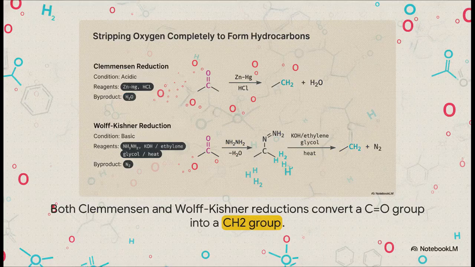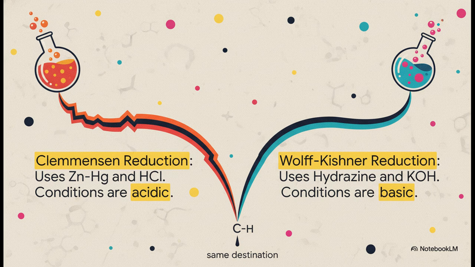But what if we want to do something more extreme, like get rid of that oxygen altogether? Well, for that, we've got a couple of heavy hitters. Both the Clemmensen and the Wolff-Kishner reductions will take that C=O group and just completely erase it, turning it into a CH2 group. The carbonyl becomes a simple hydrocarbon. It's a total makeover. So you've got two ways to do this.